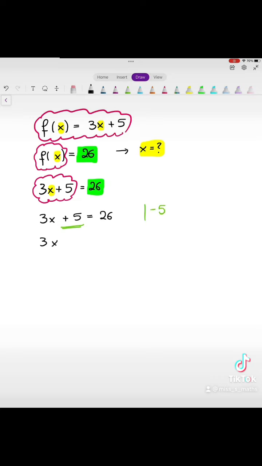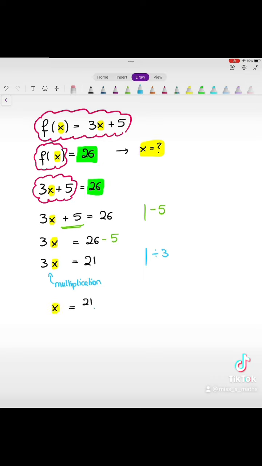So to get rid of that plus 5, we need to subtract 5 on both sides. So we have 3x is equal to 26 minus 5, which is 21. And now we need to get rid of that 3. And be careful there, between 3 and x there's a multiplication happening, which means in order to get rid of it, we need to divide both sides by 3.